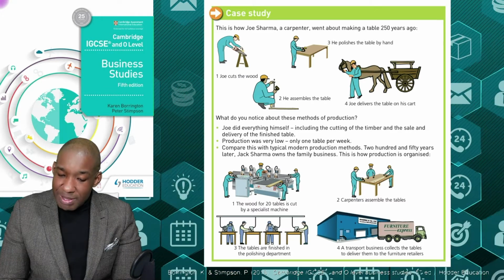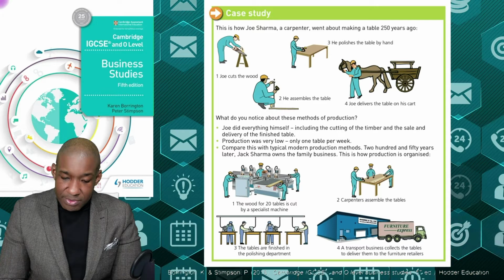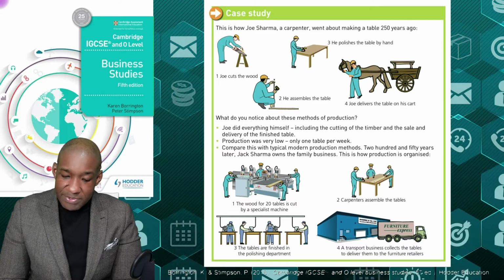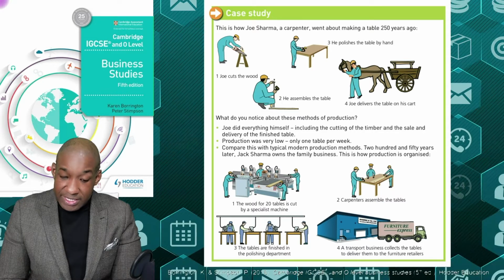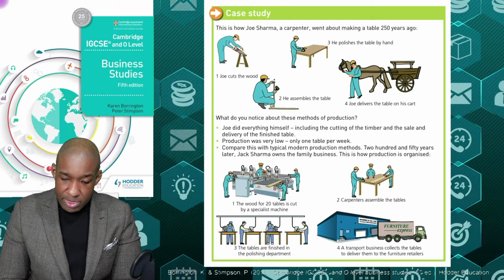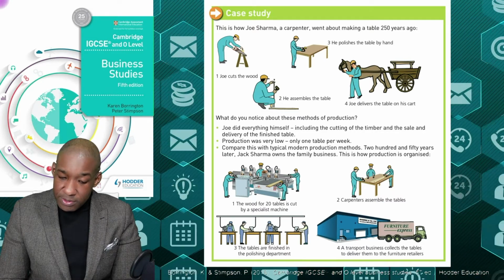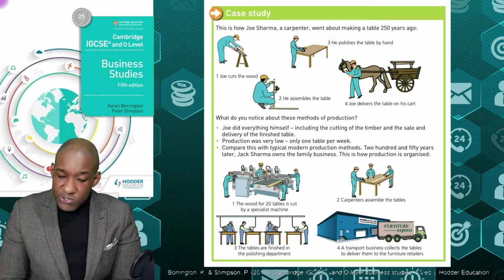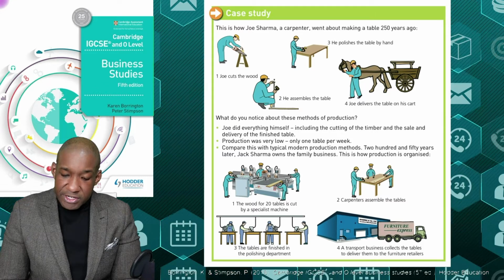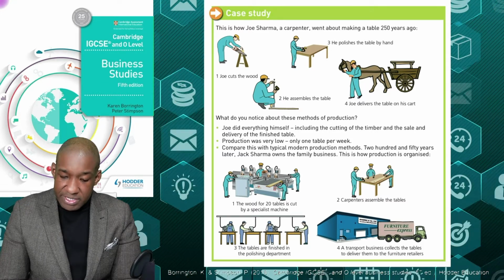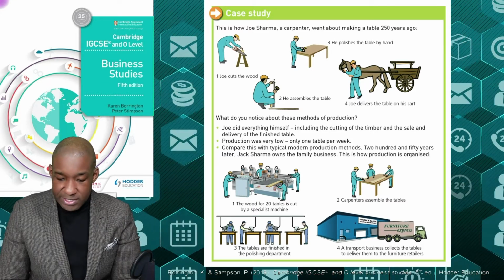What do you notice about these methods of production? You can see that Joe did everything himself, including the cutting of the timber and the sale and delivery of the finished table. Production was very low. Compare this with typical modern production methods. 250 years later, Jack Sharma owns the family business. This is how production is organized.